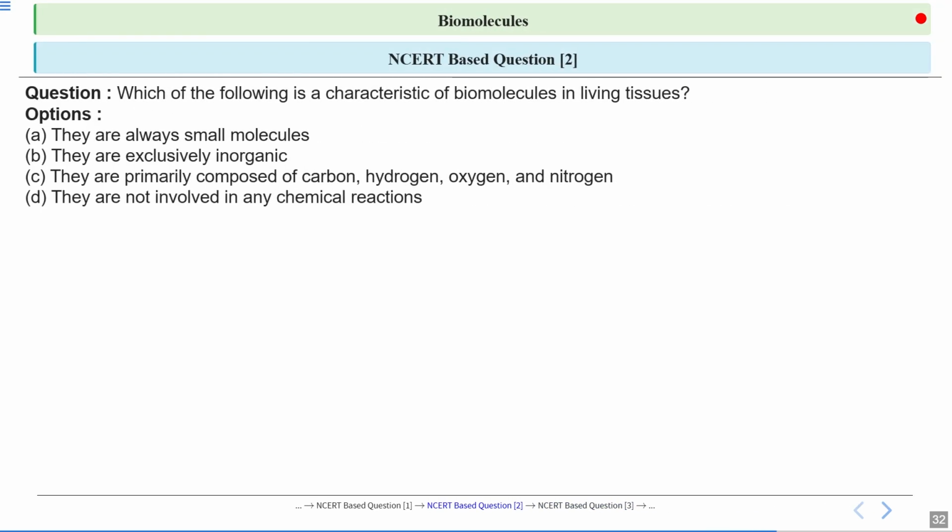Next, which of the following is a characteristic of biomolecules in the living tissues? Let's have a look at the options. Option A, they are always small molecules. Option B, they are exclusively inorganic. Option C, they are primarily composed of carbon, hydrogen, oxygen, and nitrogen. And option D, they are not involved in any chemical reactions. What will be the correct answer?